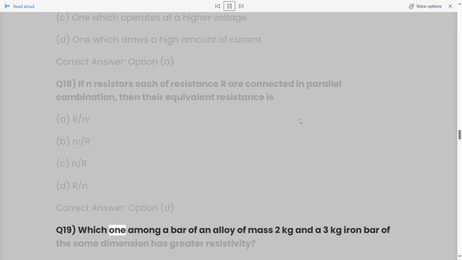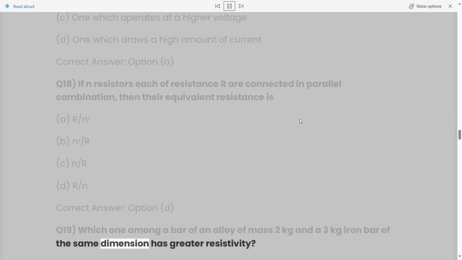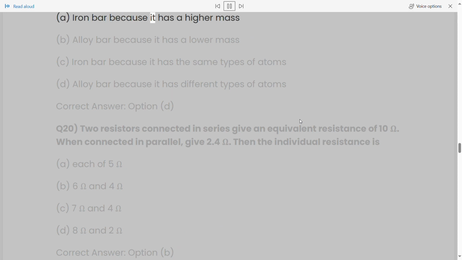Q19. Which one among a bar of an alloy of mass 2 kilograms and a 3 kilograms iron bar of the same dimension has greater resistivity? A. Iron bar because it has a higher mass. B. Alloy bar because it has a lower mass. C. Iron bar because it has the same types of atoms. D. Alloy bar because it has different types of atoms. Correct answer option D.